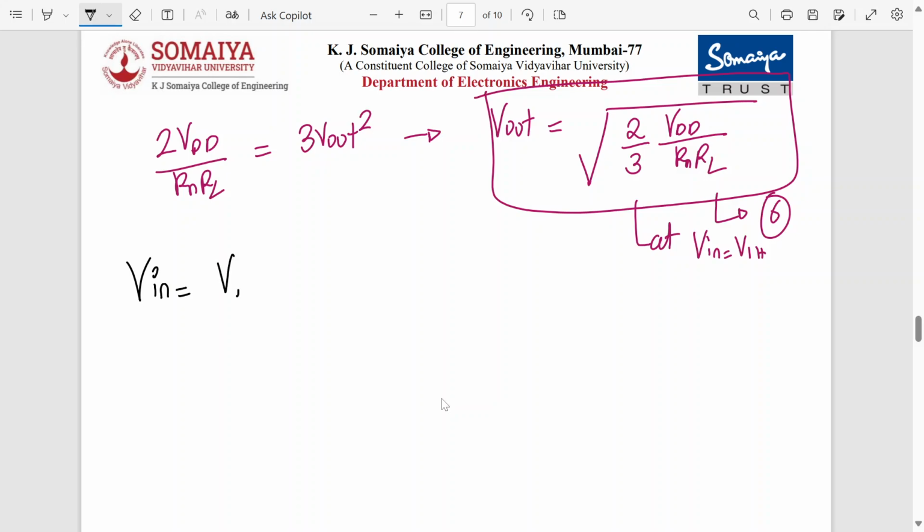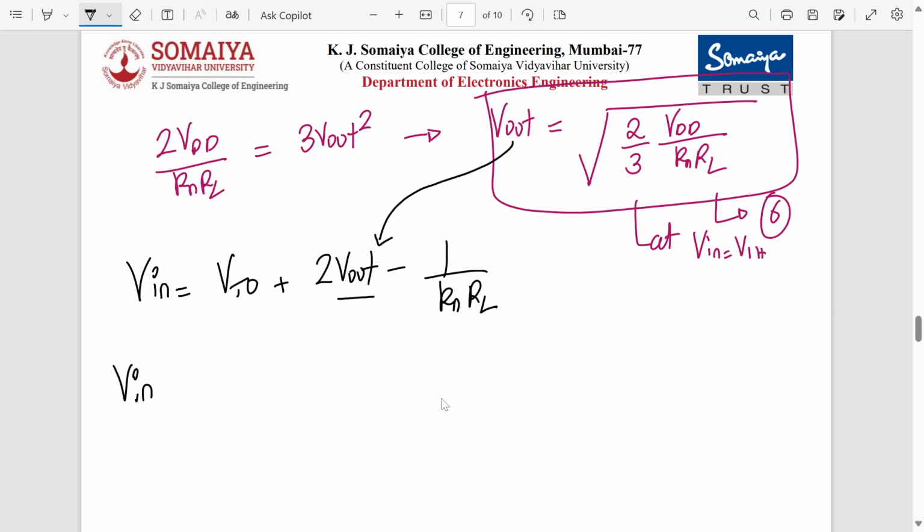Expression number 5: Vin equal to VTO plus twice V out minus 1 upon Kn into RL. Okay, now this is equation number 5. So substitute expression number 6 over here. That will eliminate V out. So we can write Vin, or we can call this VIH now.